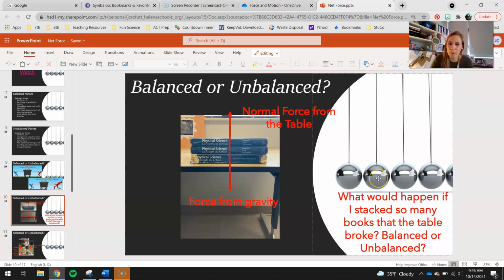But what would happen if I stacked so many books on that table that it broke? Is that a balanced or an unbalanced force? Basically, our force from gravity would become too high, and the normal force from the table would not be high enough. The table would break, those books would fall, which would be a movement that we would see for an unbalanced force.